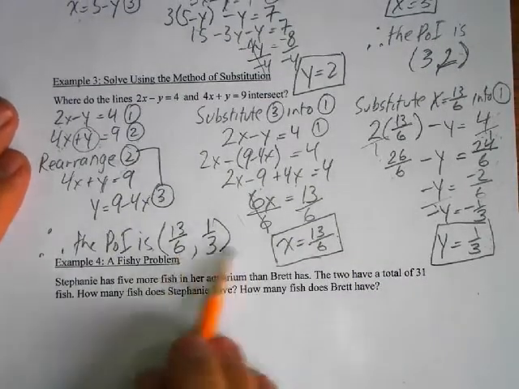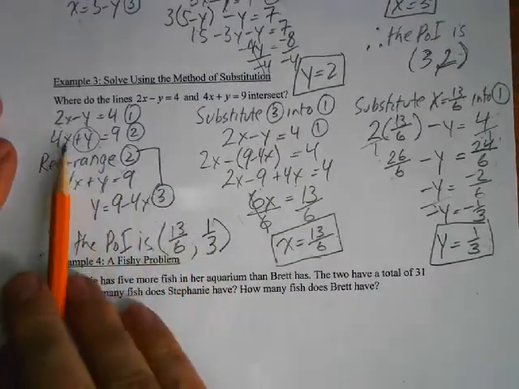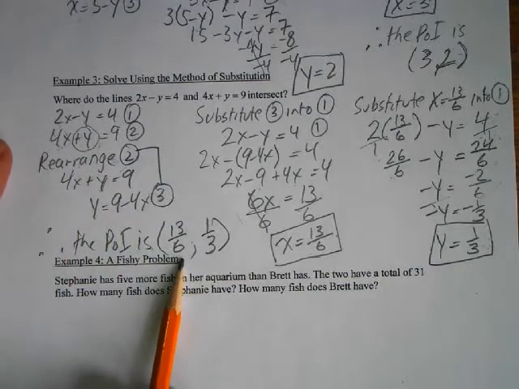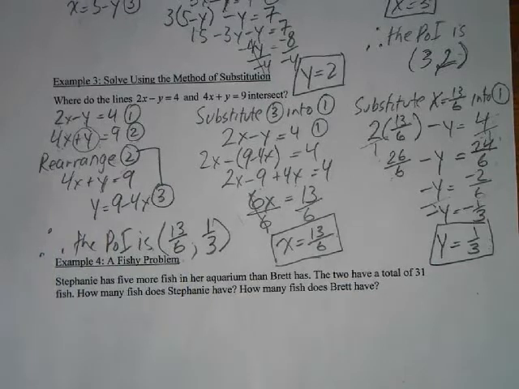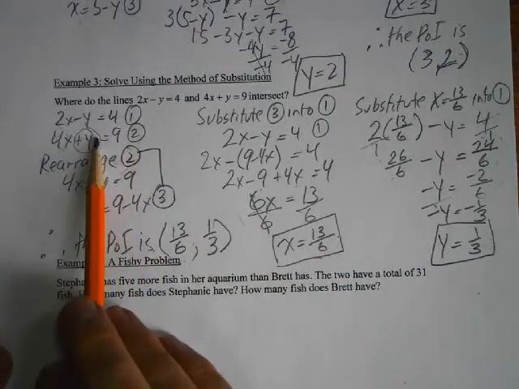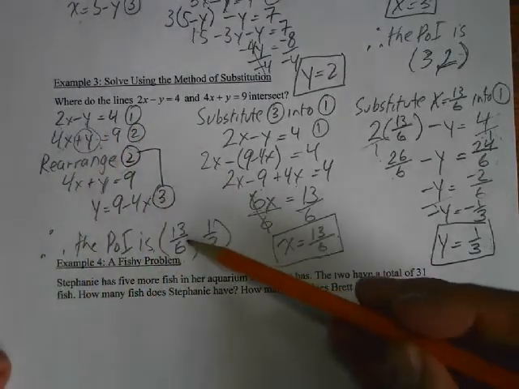And you could check this. You could plug it into here. Obviously, it's going to be a little more complicated because they're fractions, but it will work. You could also plot these two lines on Desmos and see where they meet, and they'll be at that point.